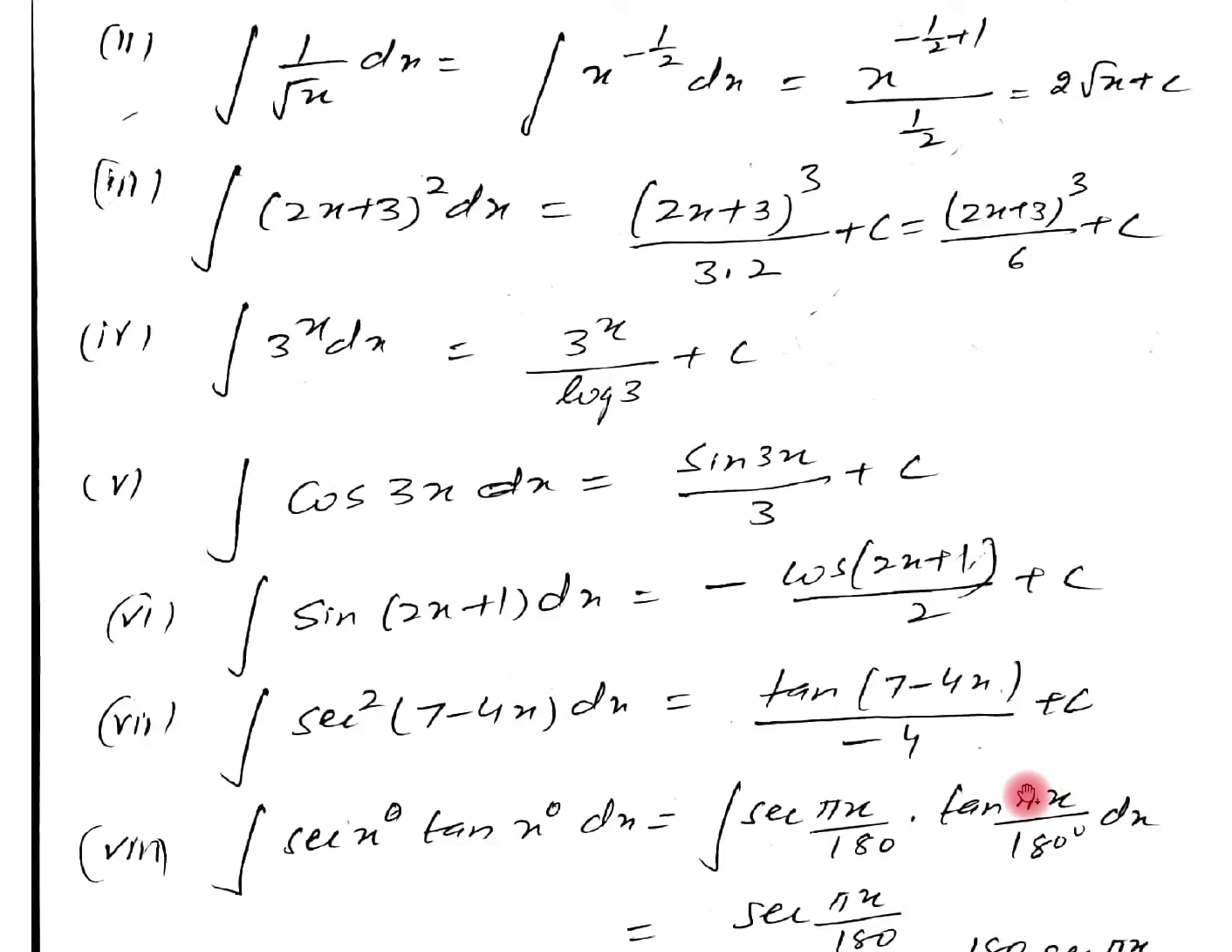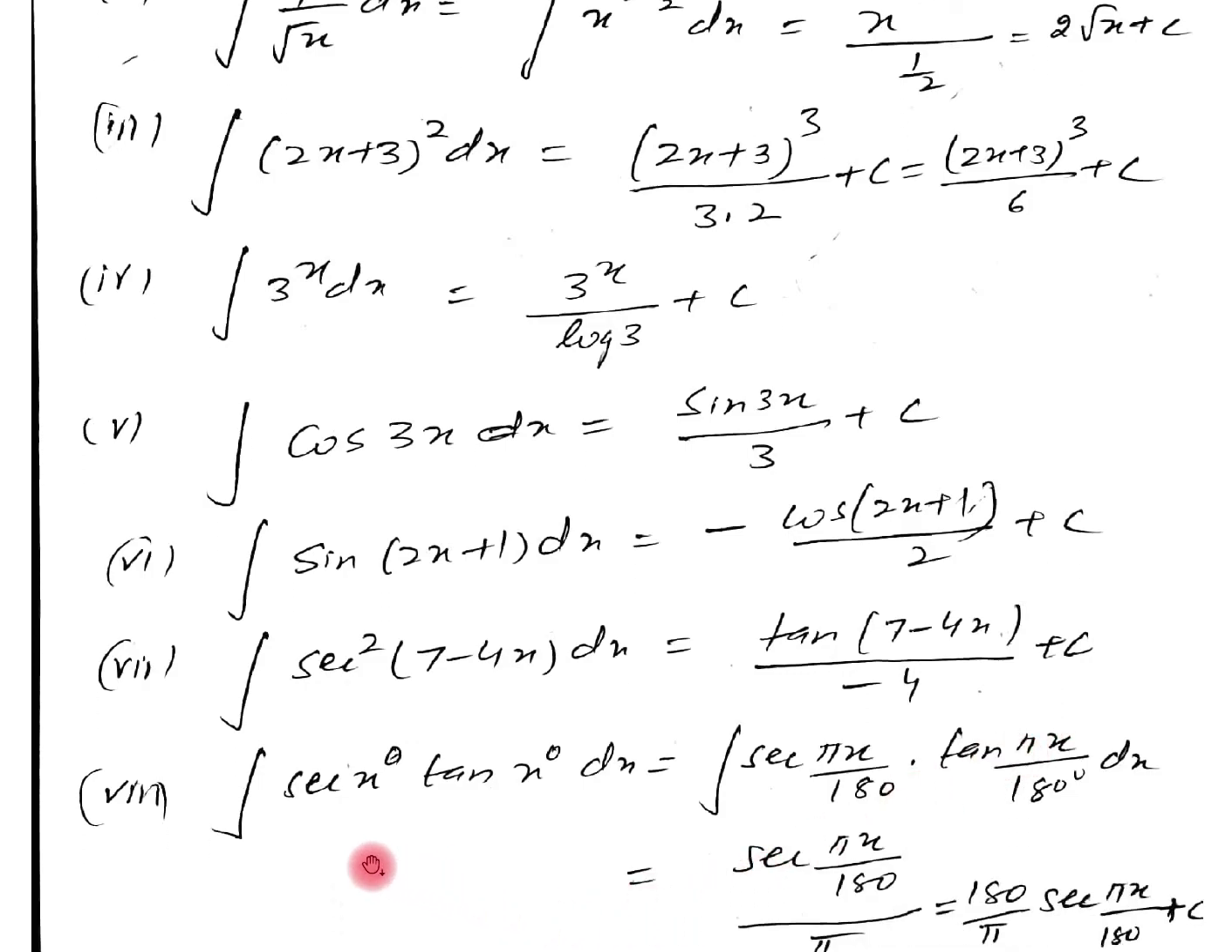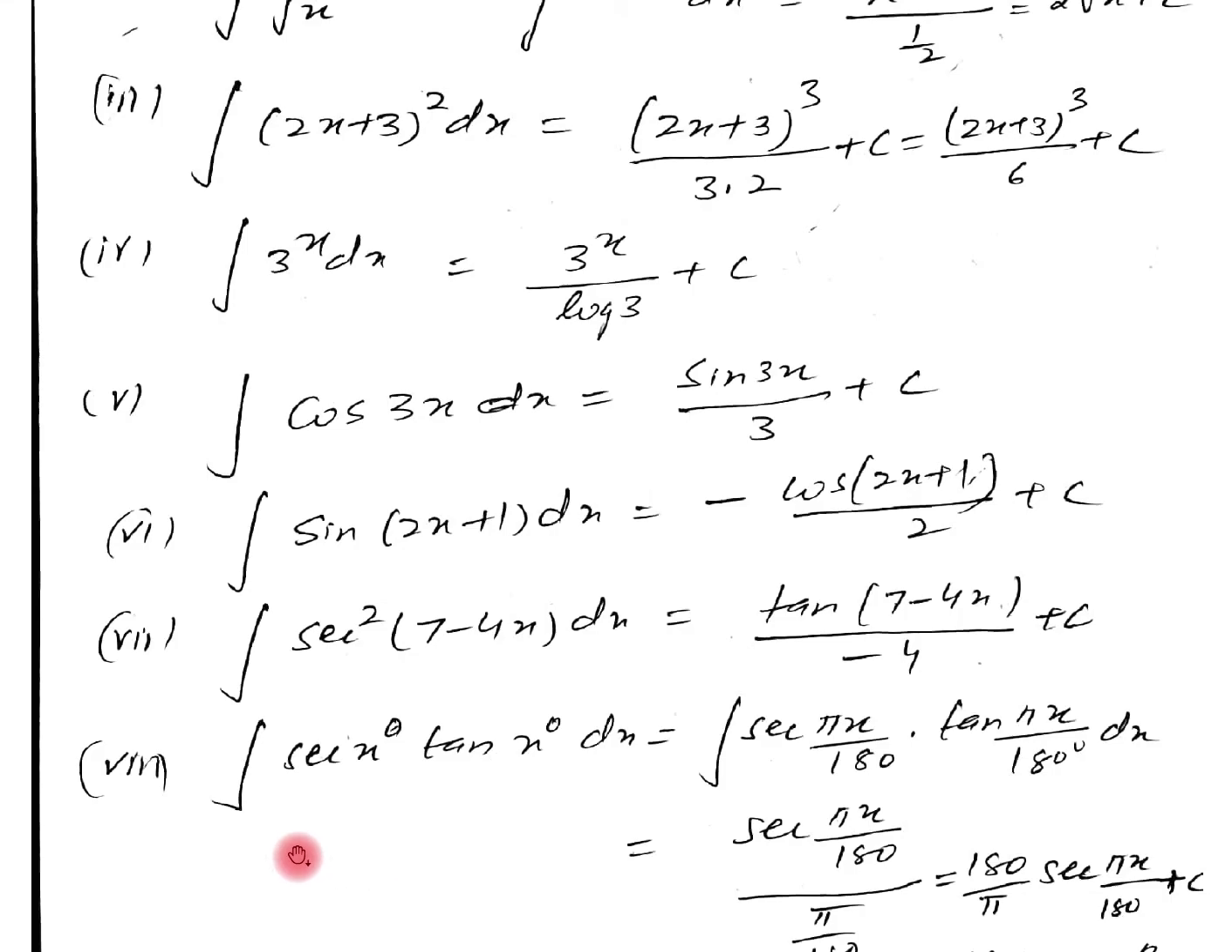These are simple elementary questions. Now here is one good question: the integral of secant x degree into tan x degree dx. Whenever we are doing either differentiation or integration, our angle should always be in radians. Whenever the angle is in degrees, first we have to convert it into radians by multiplying by pi upon 180. So it can be written as the integral of secant (pi x upon 180) into tan (pi x upon 180) dx.